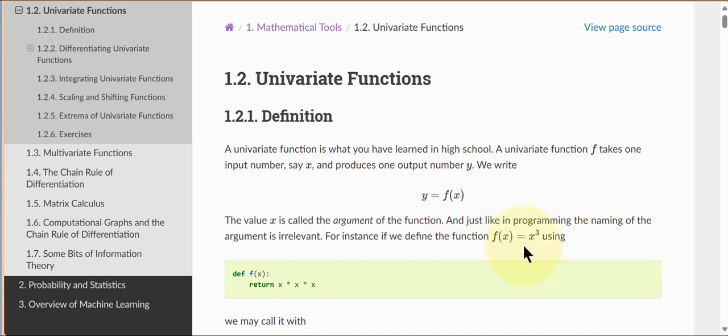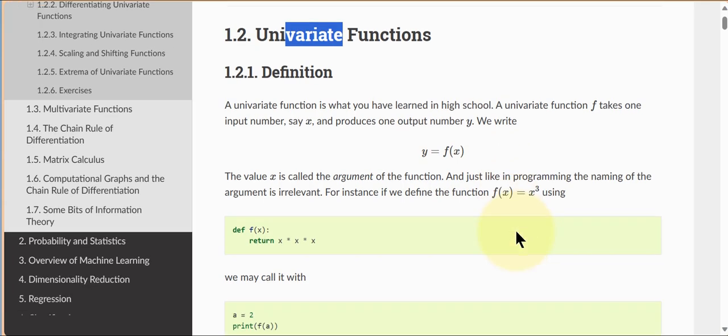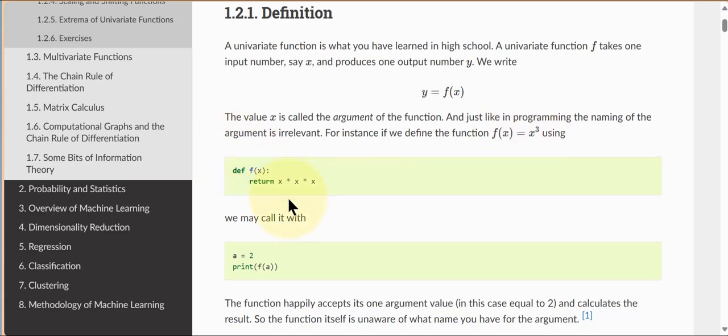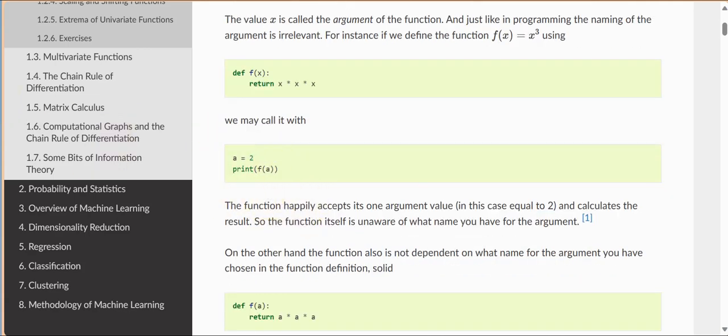So here's an example of a univariate function. Uni means one, and variate means variable, so it's just one variable. We can define this in Python like that, and we can print it out.